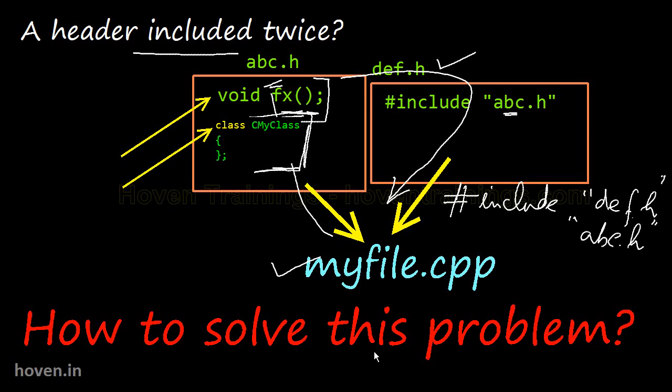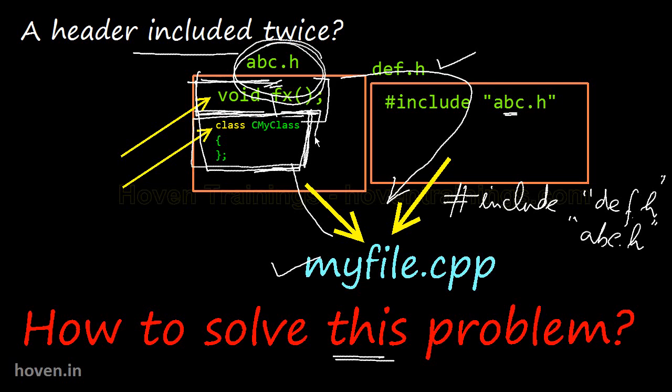So how to solve this problem? How to ensure that this class definition reaches this file only once, even if this abc.h is included more than once. Problem with fx will never be there. It is a declaration of a function. But the problem is due to this. So let us see how to solve this problem.